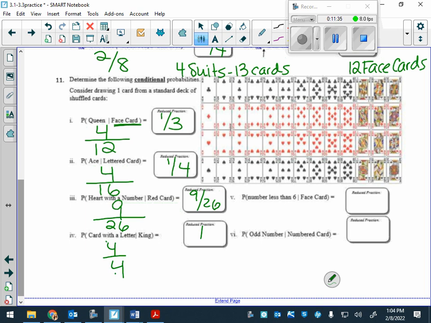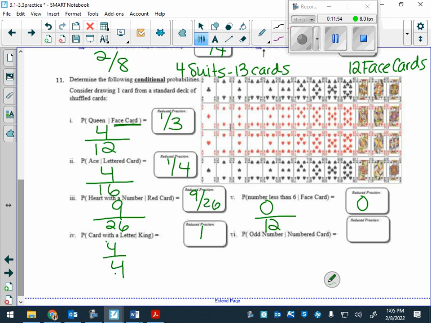Probability a number less than 6, given if it's a face card. So Blake, how many face cards are there? 12. Out of those 12, how many of them have a number less than 6? None, right? 0 out of 12, which is 0.